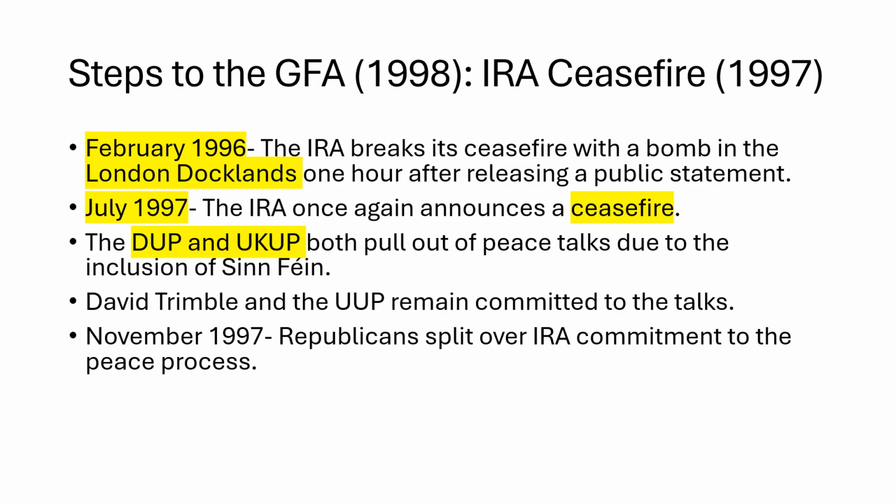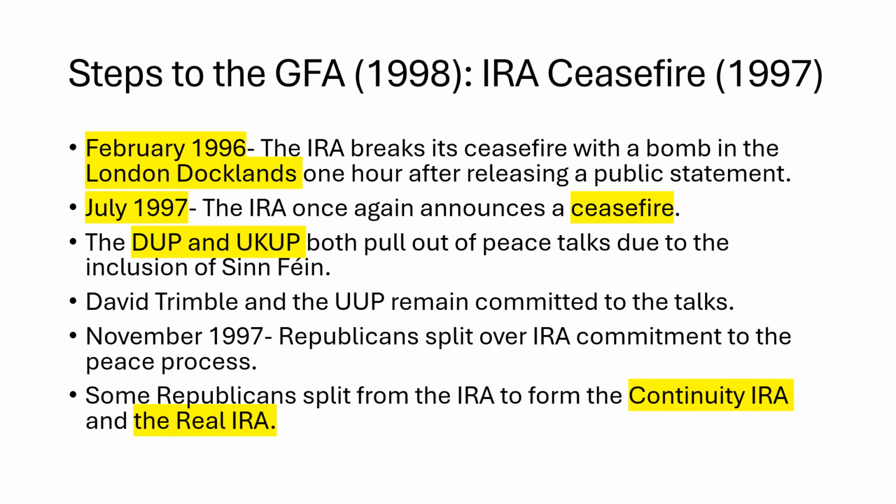And this leads to a split in the IRA, quite similar to the split that we saw in 1969 that gave birth to the Provisional IRA. Some Republicans split to form two groups: the Continuity IRA and also the Real IRA.